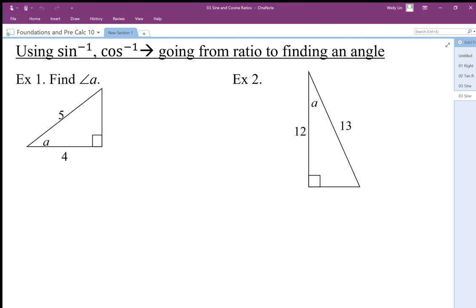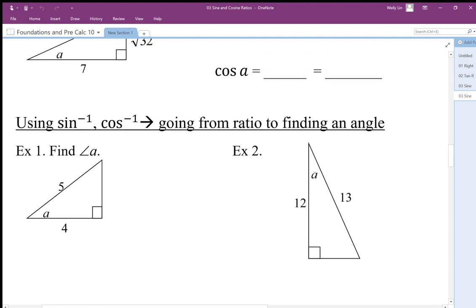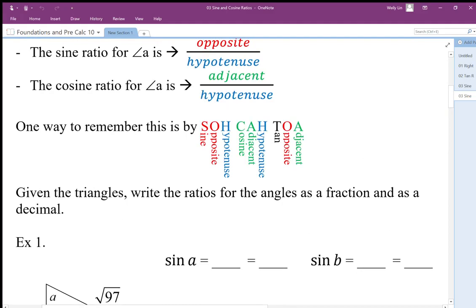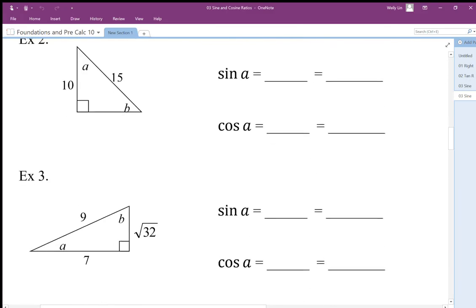So finding the angle from this triangle. Here we have the ratio of two sides. Relative to angle A, we have the adjacent side and the hypotenuse. Okay, so if I go back up to my SOHCAHTOA, adjacent and hypotenuse is a cosine ratio. So I just need to make sure that I have the right ratio.